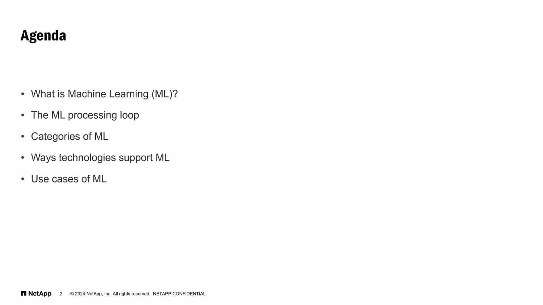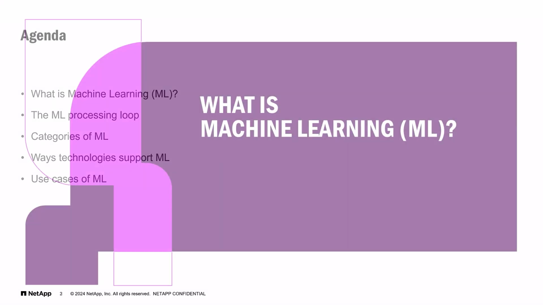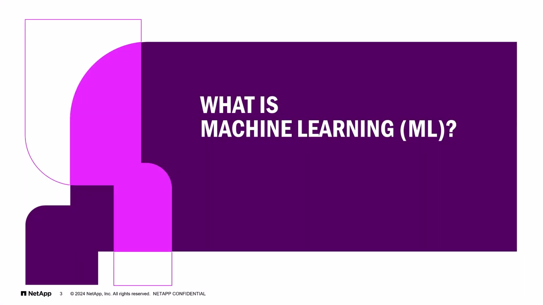First, I'll cover what machine learning, or ML, is, and the feedback loop of machine learning. Then, I'll cover the types and categories of ML. Then I'll cover ways that technologies you may already use are supporting the AI and ML spaces. Finally, you will hear about some use cases for ML. First things first, I'll talk about what ML is.